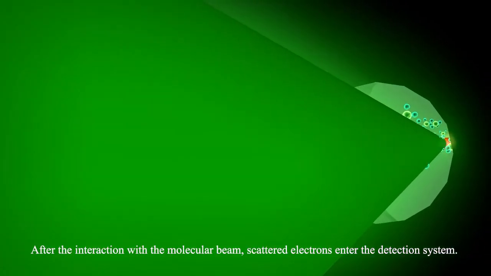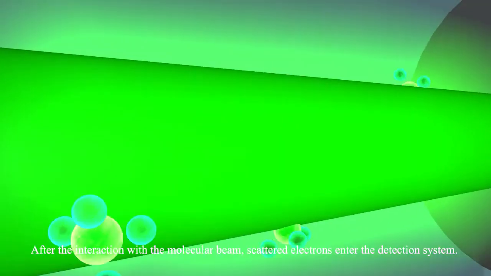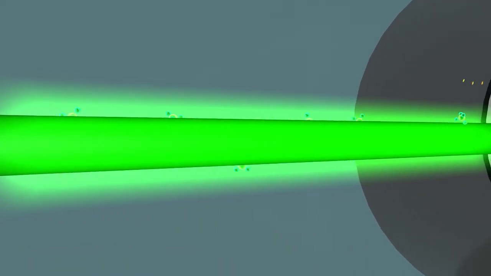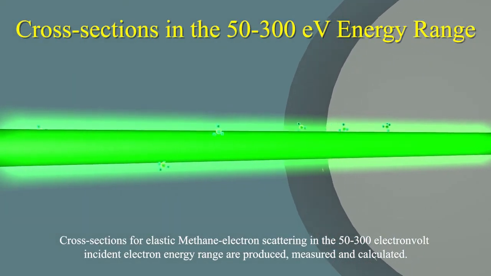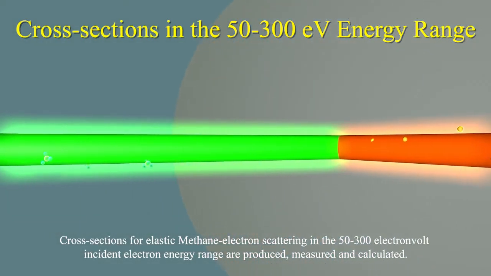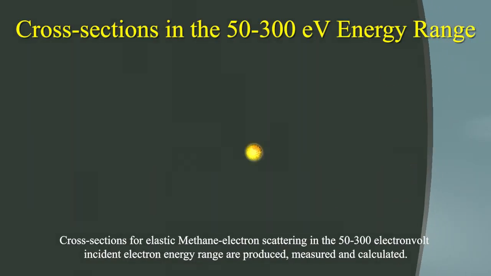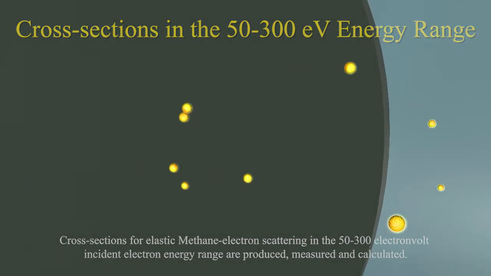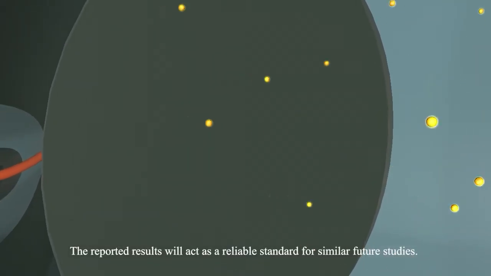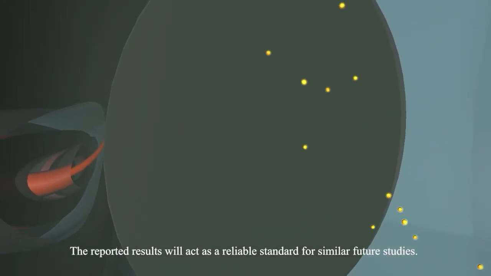After the interaction with the molecular beam, scattered electrons enter the detection system. Cross-sections for elastic methane electron scattering in the 50 to 300 electron volt incident electron energy range are produced, measured, and calculated. The reported results will act as a reliable standard for similar future studies.